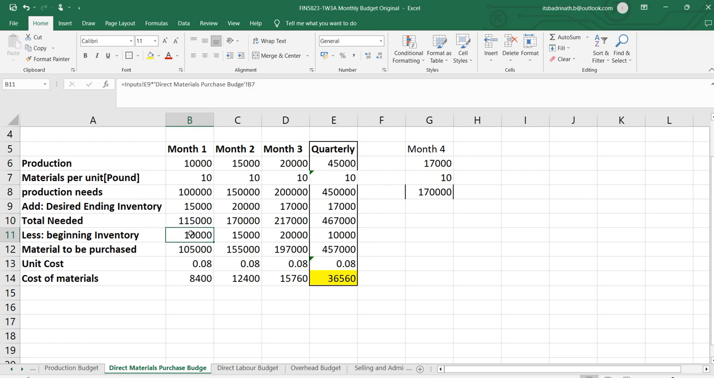Now we already have 10,000 of initial inventory. So 10,000 means we have 1,000 units, and 1,000 units into materials required becomes 10,000. As we already have 10,000 units in our inventory, we need not produce 15,000, maybe 5,000 is enough, right?